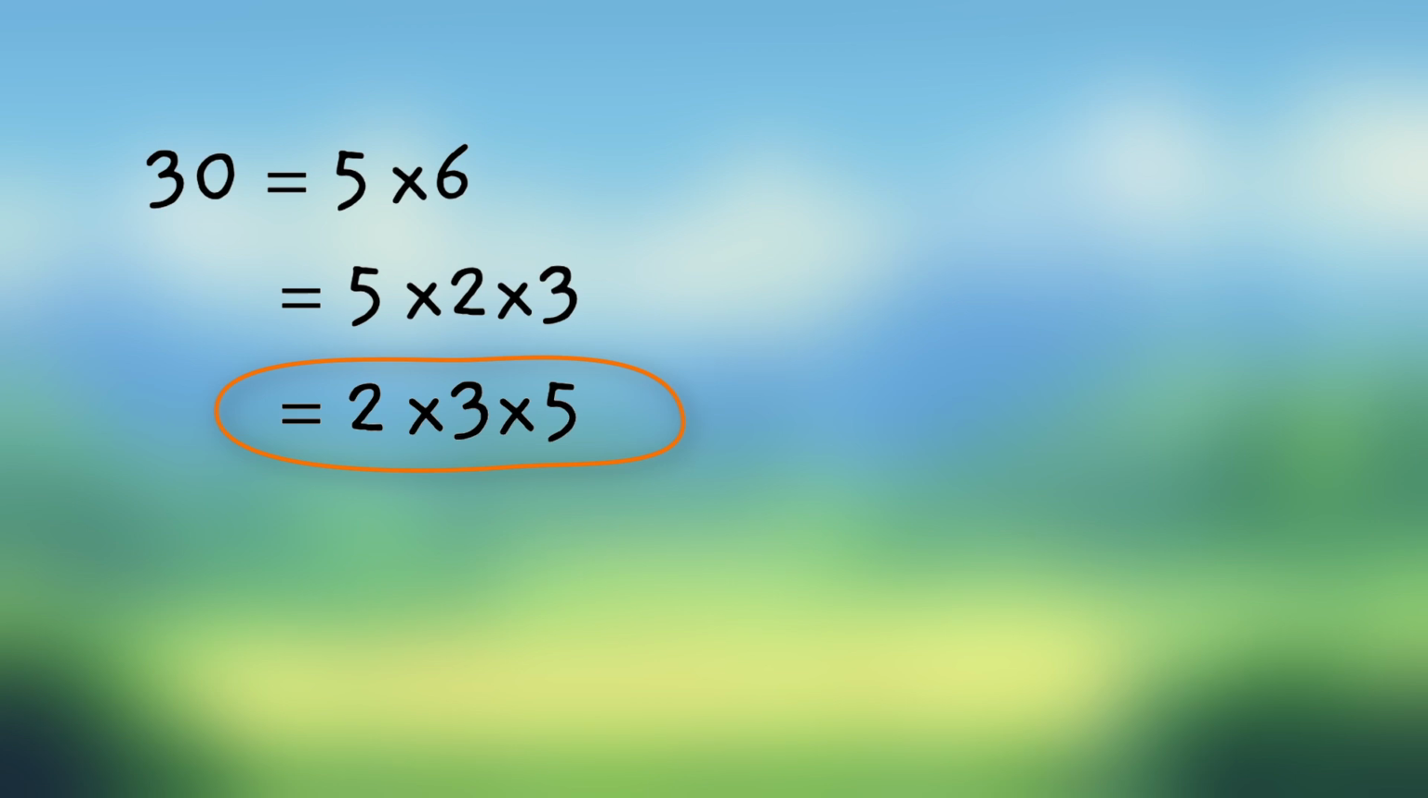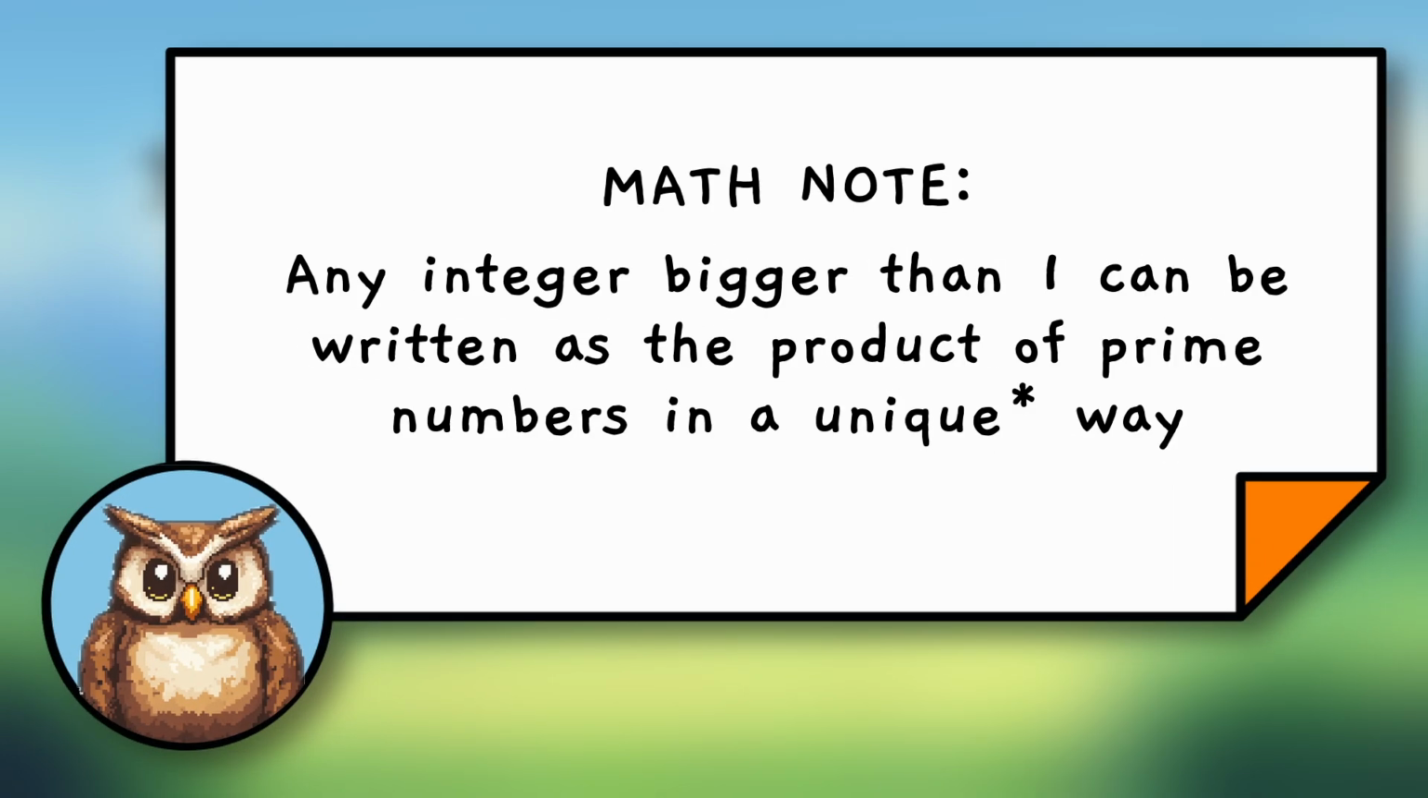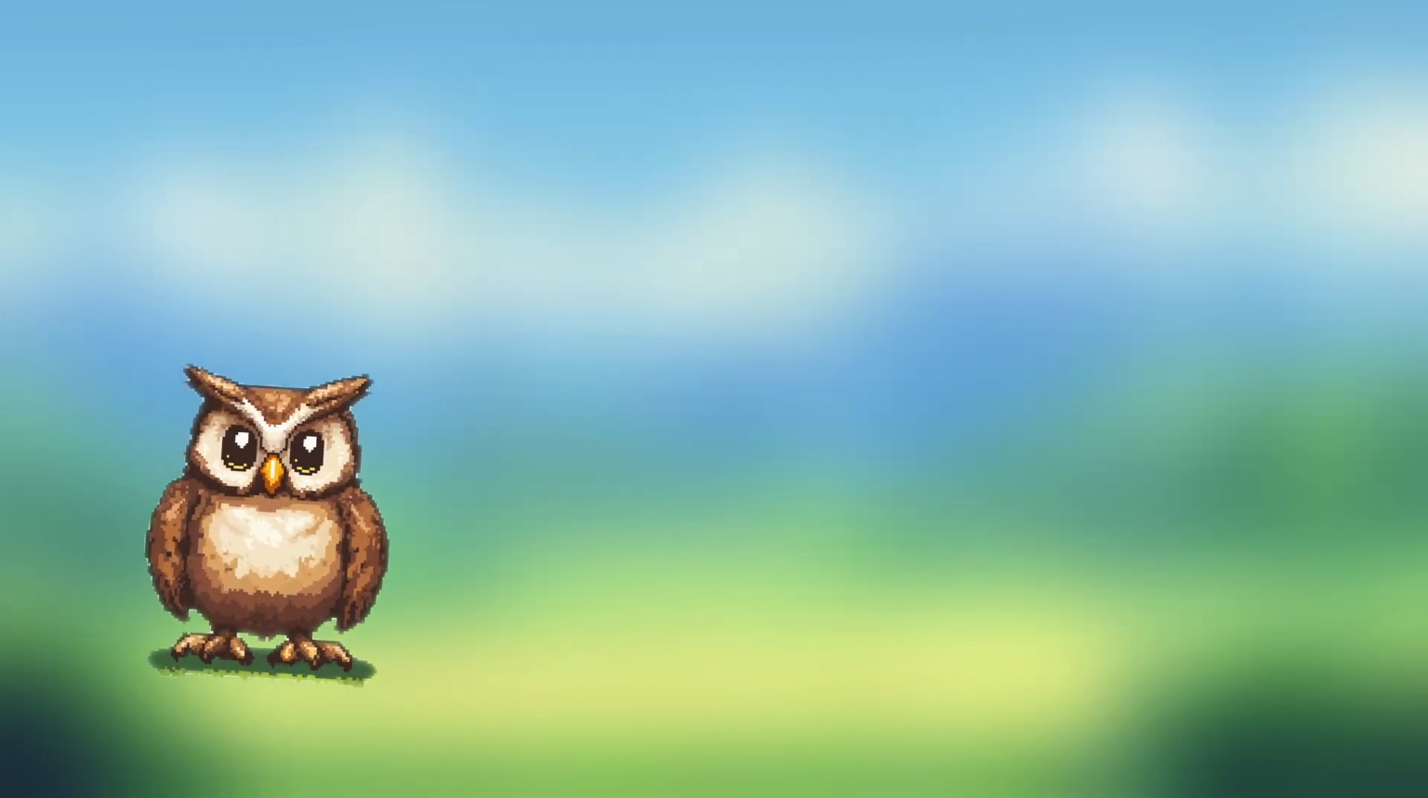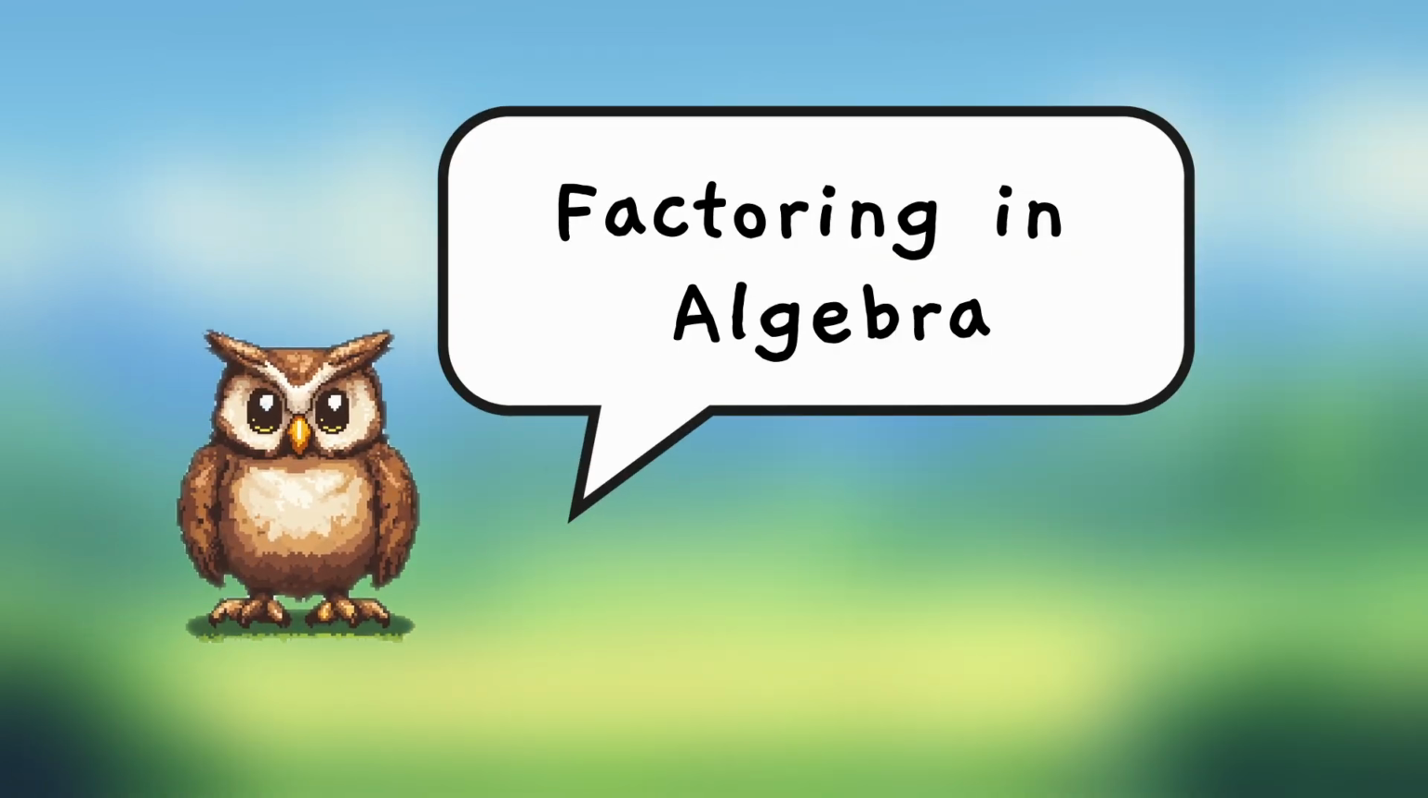And a big result you learn about in arithmetic is that any integer bigger than 1 can be written as the product of prime numbers in a unique way. There's always a little asterisk there that the order of the prime numbers doesn't matter, but if you don't worry about the order, there's a unique way to factor an integer into a product of primes. With this, let's now return to the idea of factoring in algebra.